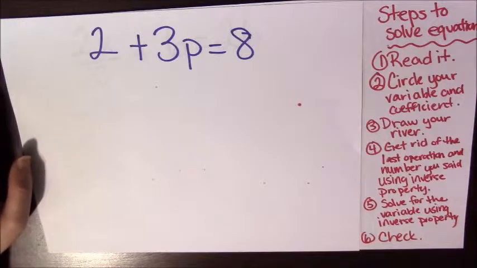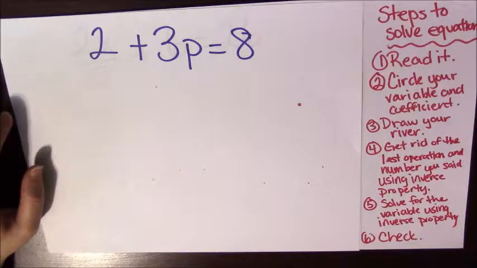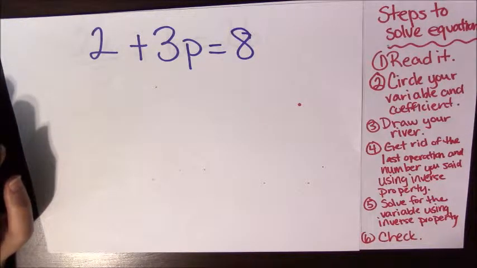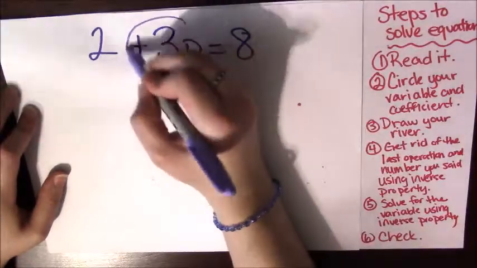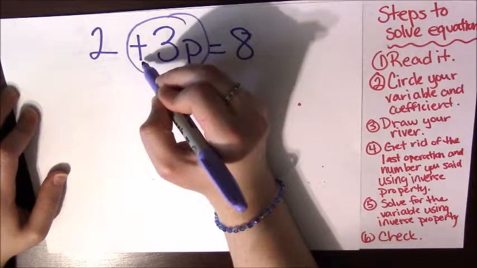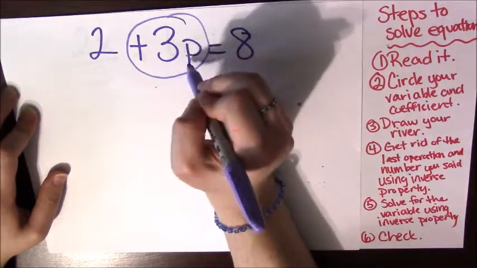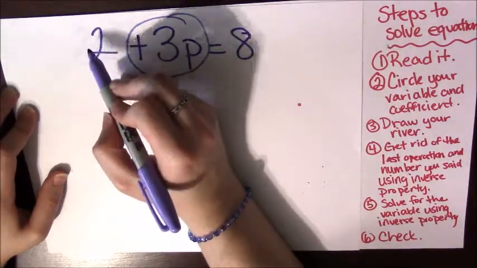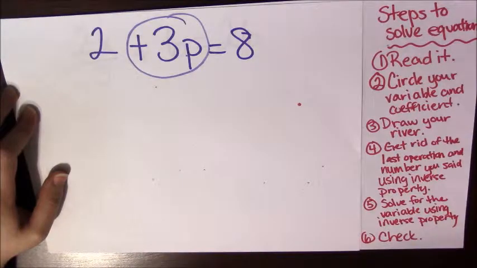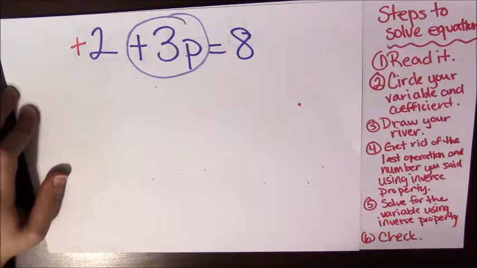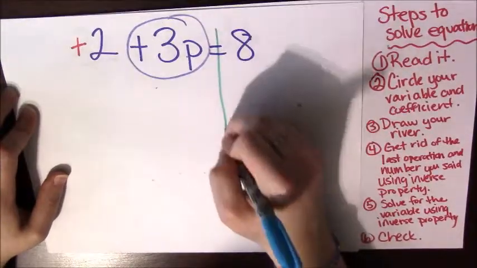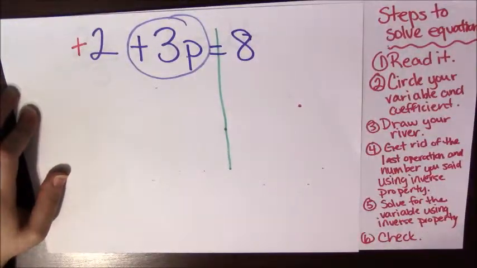Next problem. 2 plus 3 times p equals 8. So now I circle my variable and coefficient. Remember to circle the plus in front because that belongs with the 3p. And what's invisible here in front of the 2, since there's no operation there? It must be a positive sign. I draw my river. And now I can start my problem.